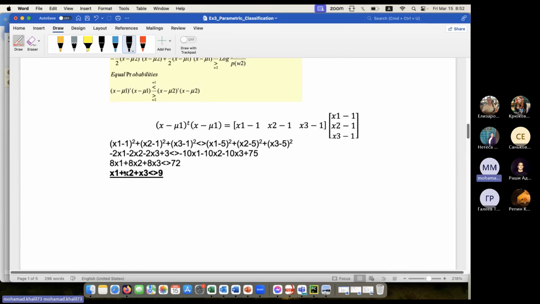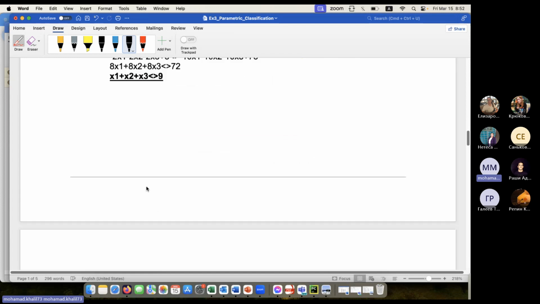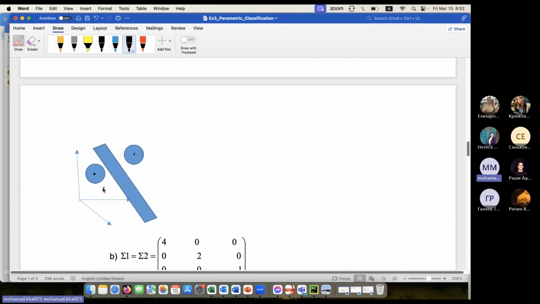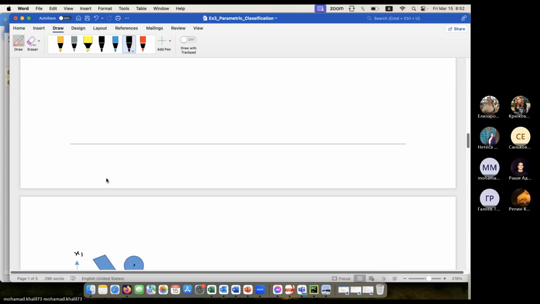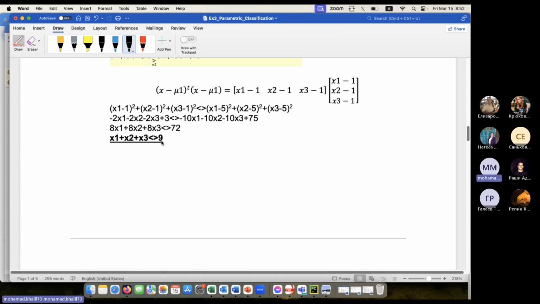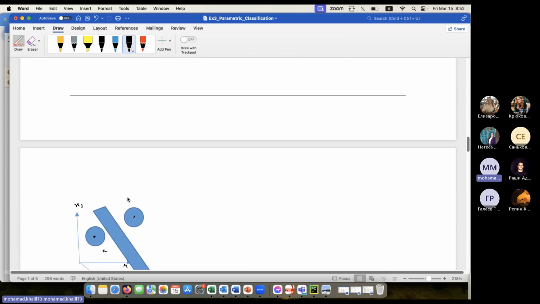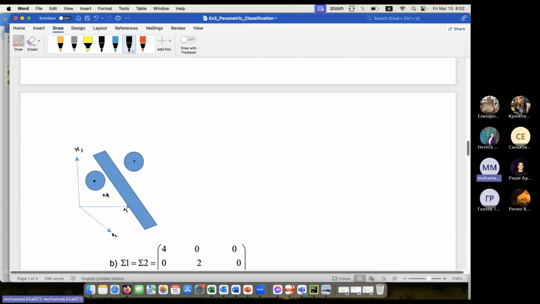You see here. For any new point coming here, for example, a new point, you have x1, x2 and x3. If x1 plus x2 plus x3 is less than 9, you have to say class 1. Otherwise, you have to say class 2. For any new point coming, you have to put it here.